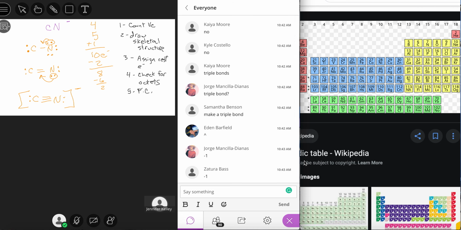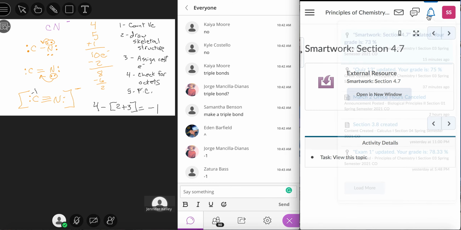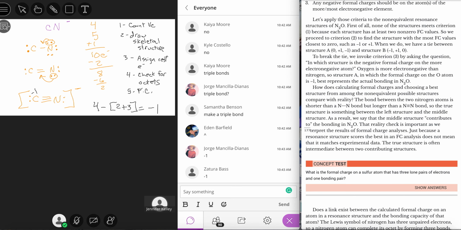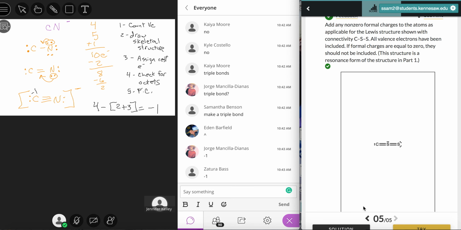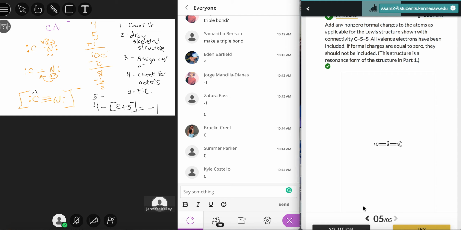Correct, -1. So that will be 4 minus 2 plus 3 equals -1. All right, so nitrogen has 5 valence electrons. So what's its formal charge? 0. So it is 5 minus the 2 electrons here, plus the 3 bonds. So 5 minus 5 equals 0.